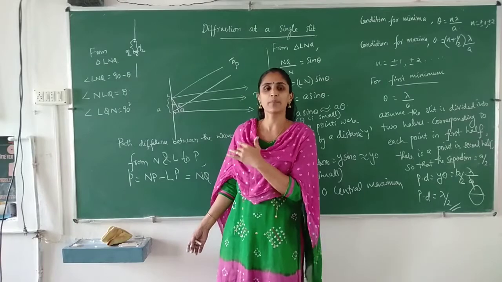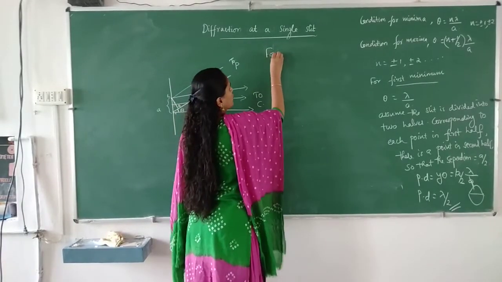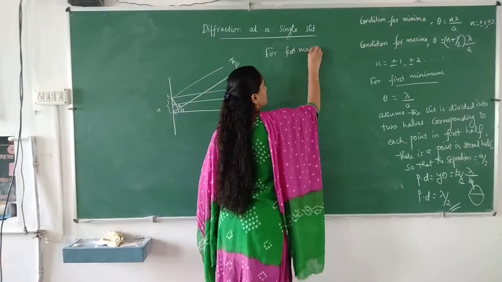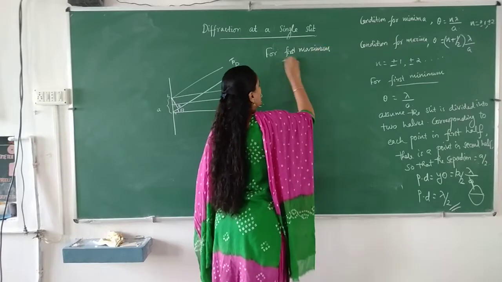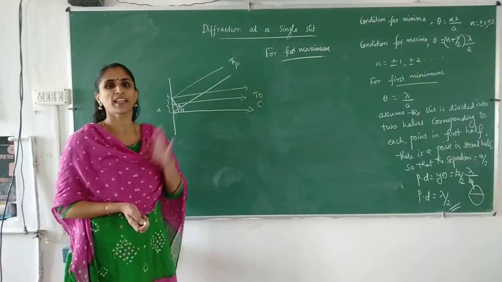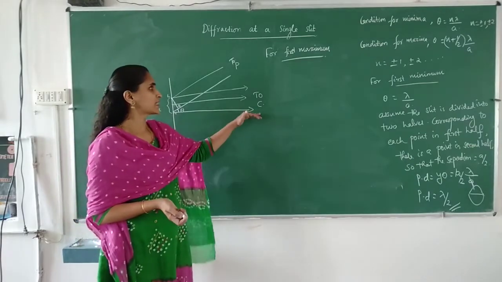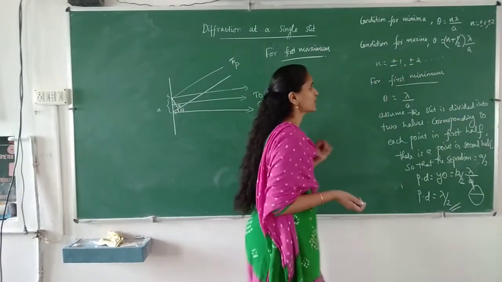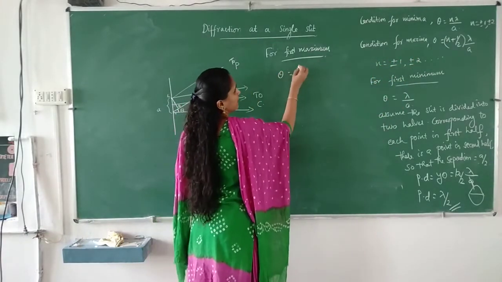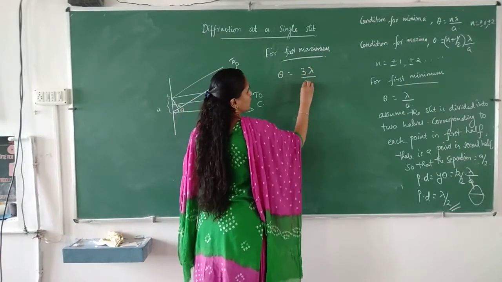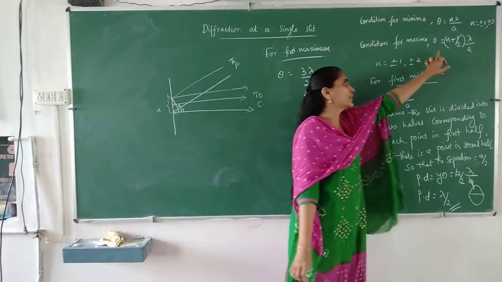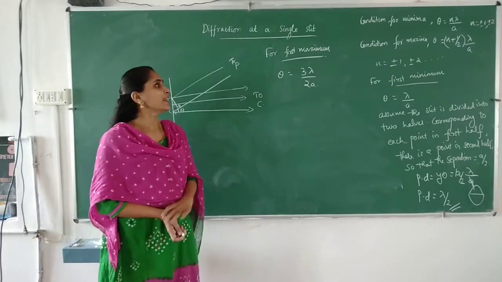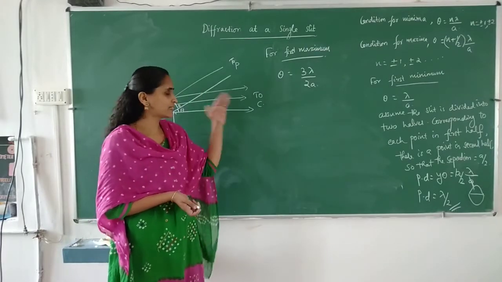Now we will discuss the maximum. Now for the first maximum. First maximum means other than the central maximum, or we can say the secondary maximum. Other than central maximum, the next maximum. So that corresponds to n is equal to 1. Now if you substitute n is equal to 1, theta is equal to 3 lambda by 2a. In the expression n plus 1 by 2, you will get it as 3 by 2. So 3 by 2 lambda by a is the condition for the first maximum other than the central maximum.